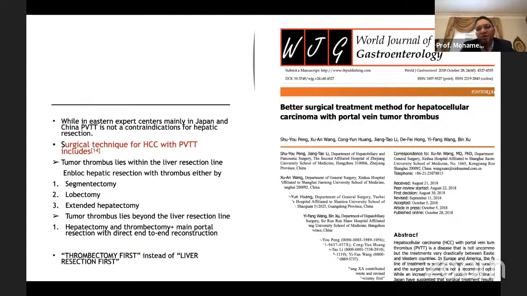Shuyang, Beng, and co-workers describe a new technique, which is thrombectomy first instead of liver resection first. The advantage of this technique is that it decreases the crushing of the portal vein tumor thrombus during resection of the liver tumor, and so it decreases or minimizes new metastasis to the remaining liver during resection.